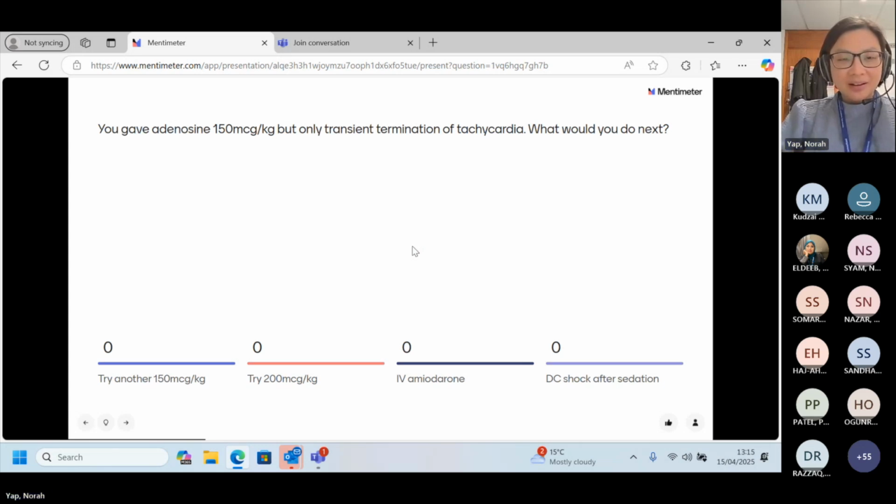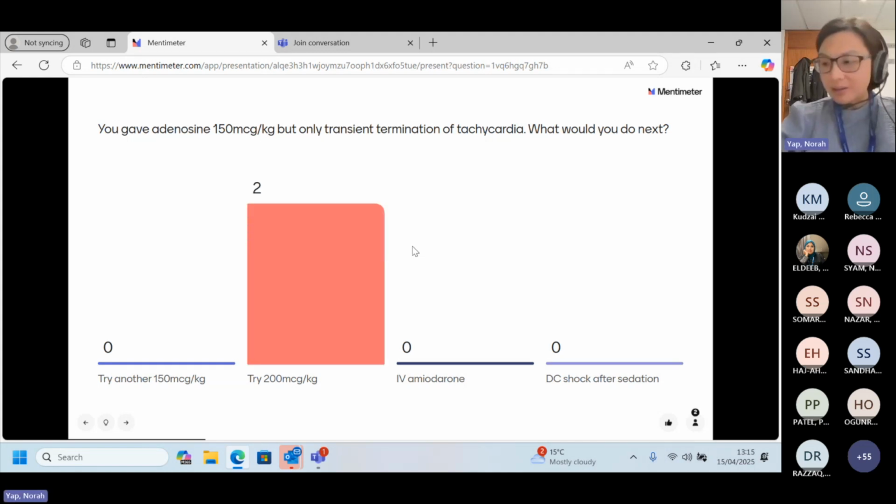Right. So you gave the child 150 microgram per kilo of adenosine, but you only had transient termination of the tachycardia. What would you like to do next? If you can start voting. I'll give people maybe 30 seconds to vote.